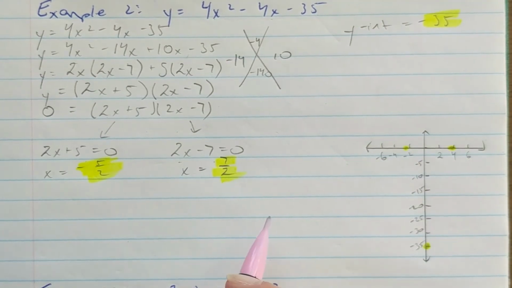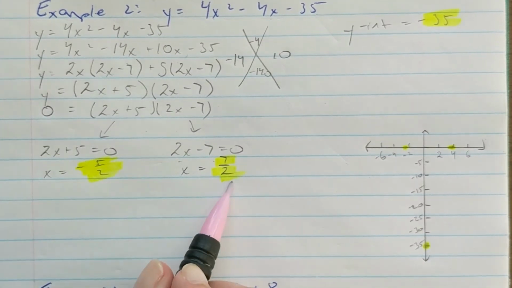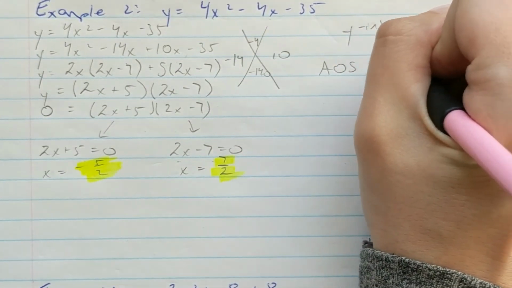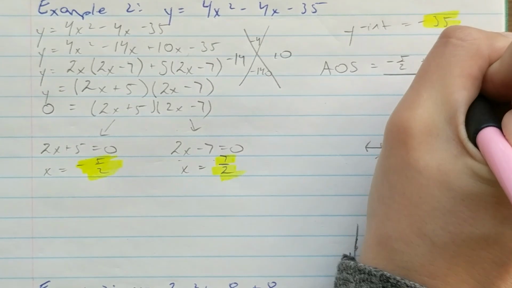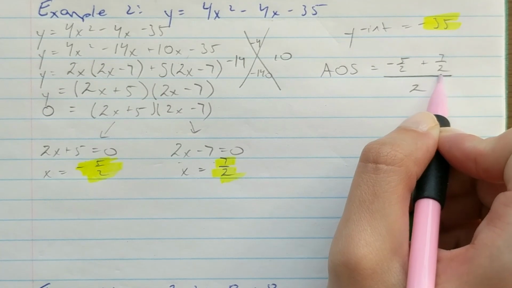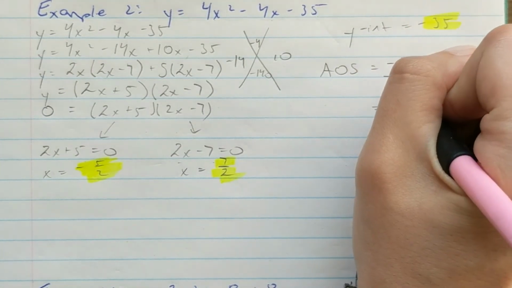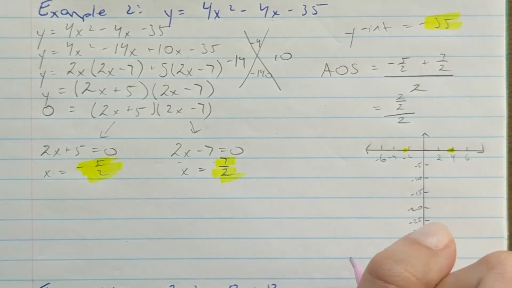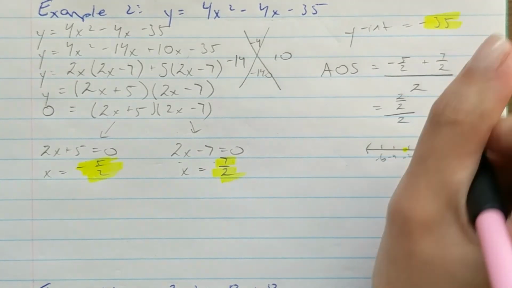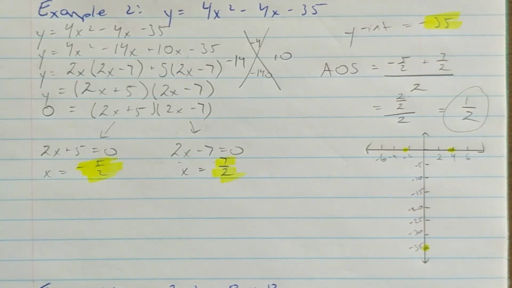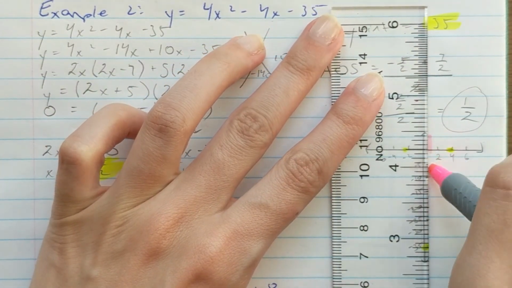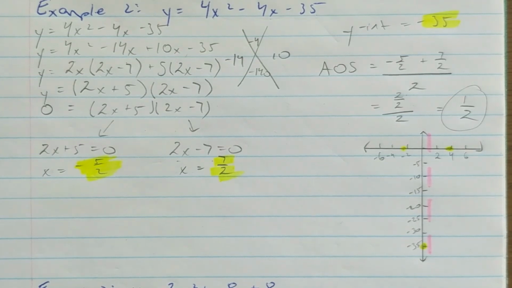Now we need to find our axis of symmetry. Our axis of symmetry is exactly halfway between these 2 points. So I need to add negative 5 over 2 plus 7 over 2, all divided by 2. Negative 5 over 2 plus 7 over 2 is 2 over 2, divided by 2. 2 over 2 is just 1, so my axis of symmetry is located at 1 over 2. And once again, you can go ahead and draw a guiding line along your axis of symmetry. Mine is right about here, along the x value.